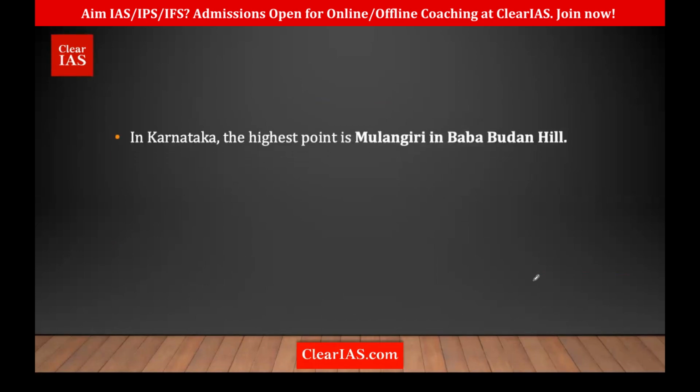Another interesting fact in the central part is the Baba Budan Hills. This is very important. The highest point in Karnataka is Mullayanagiri in the Baba Budan Hills. It is one of the important hills in Karnataka. Apart from that, that region is known for coffee plantations. The Western Ghats is known for, if you come to the Kerala side, both coffee and tea plantations. But the Karnataka side, the eastern part of the Western Ghats, is mainly known for coffee plantations. And Baba Budan Hills is very famous for that.